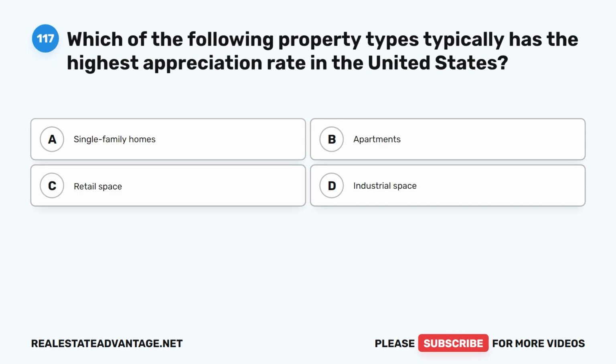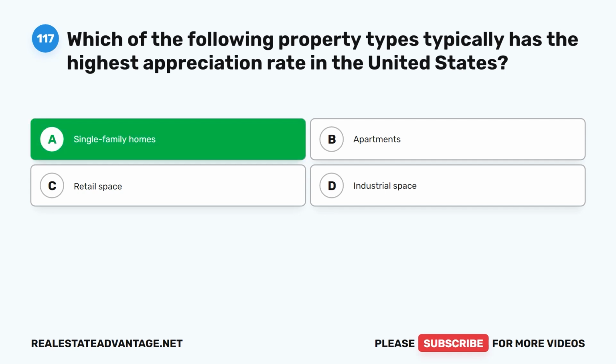Question 117. Which of the following property types typically has the highest appreciation rate in the United States? A, single-family homes. B, apartments. C, retail space. D, industrial space. The correct answer is A.